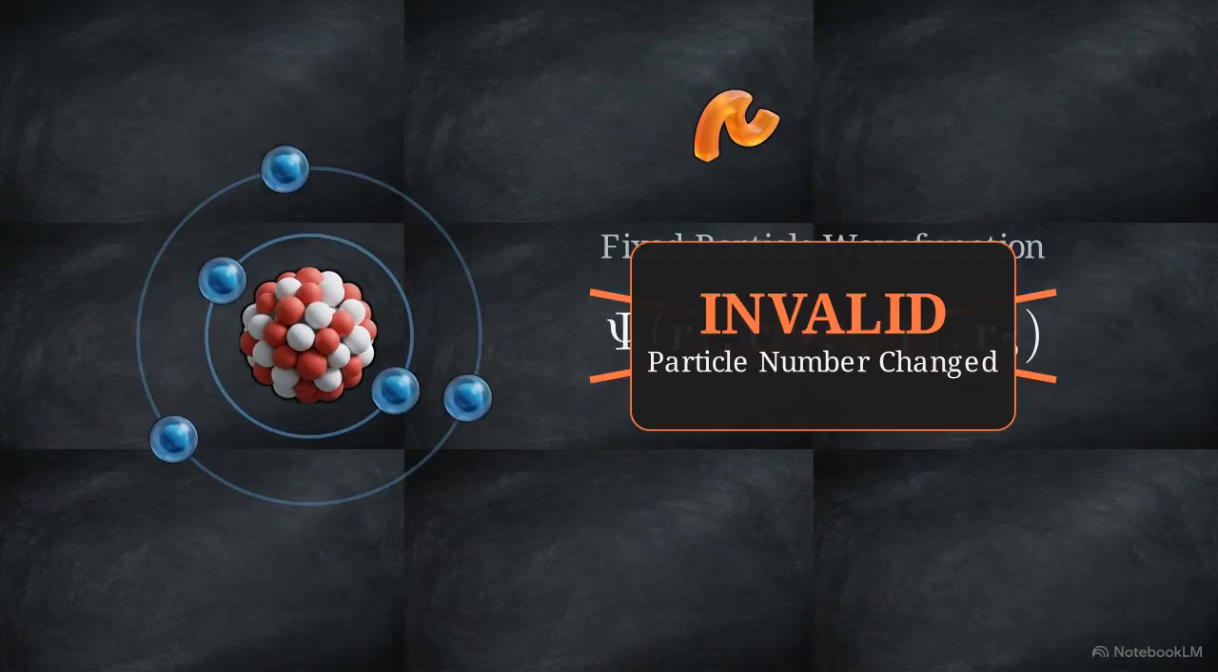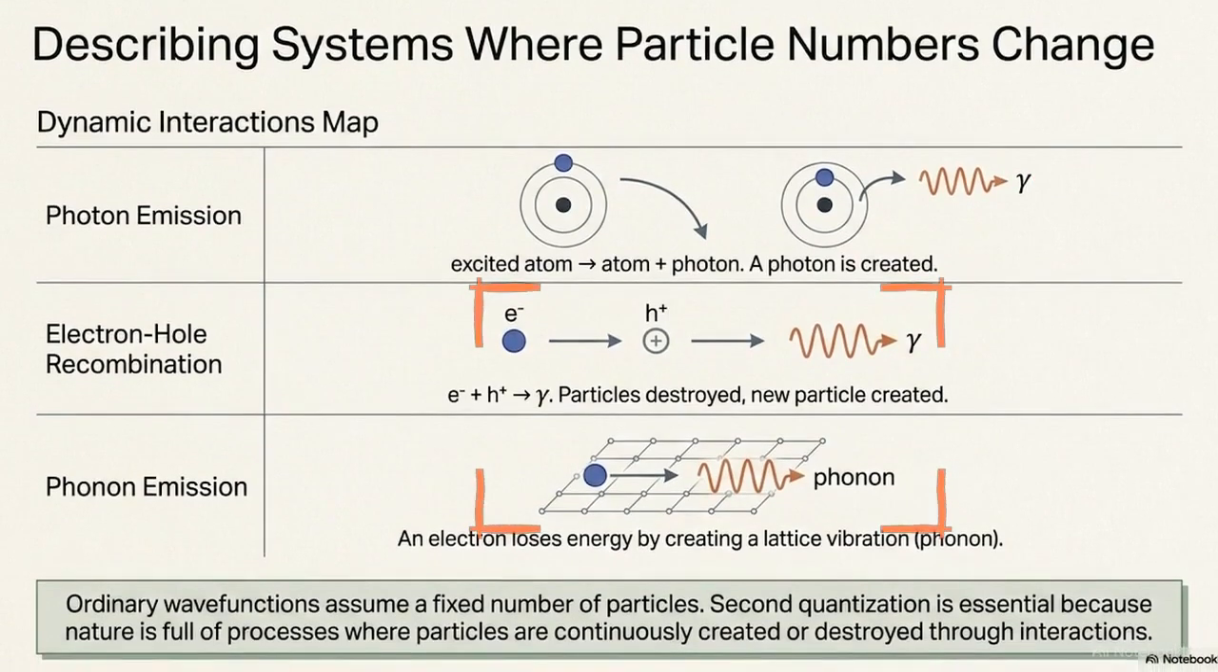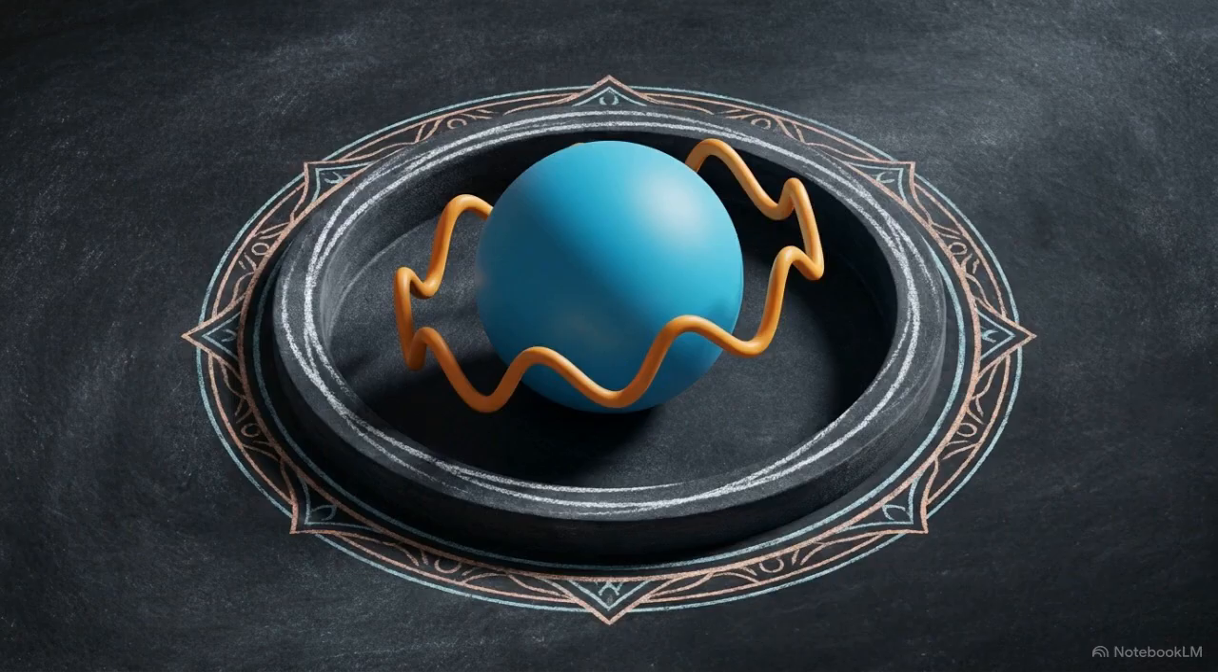Look at this emission mapped to operators. An excited electron is annihilated and recreated in a lower state, while a photon creation operator births light. This logic holds everywhere, from electron-hole annihilation in LEDs to electrons creating phonon vibrations in a crystal lattice. Any real-world process where particle numbers fluctuate through interactions requires second quantization to be mathematically modeled.